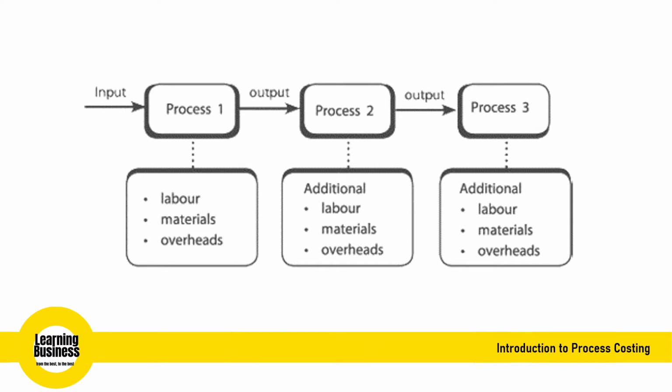Another thing that needs to be noted here is that the input of process 1 is the initial raw material input and the output of process 1 actually becomes the input of process 2. Similarly, the output of process 2 becomes the input for process 3 and the output of process 3 will be the final output of that entire production line.